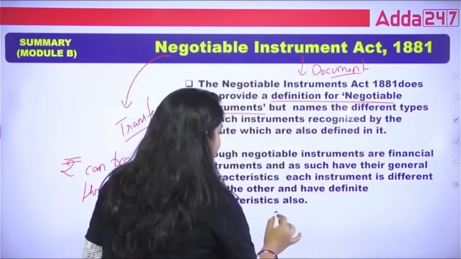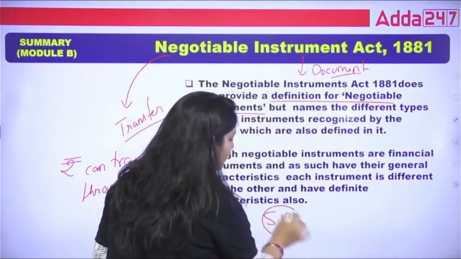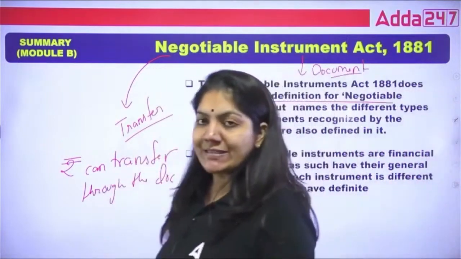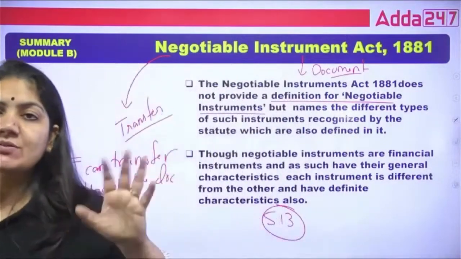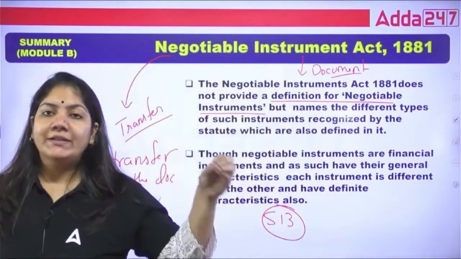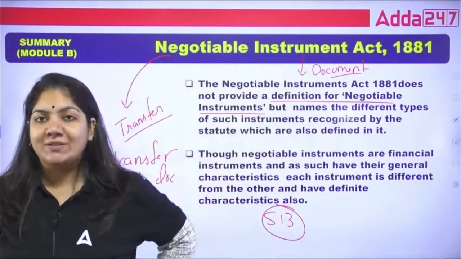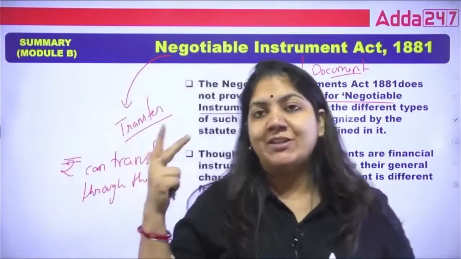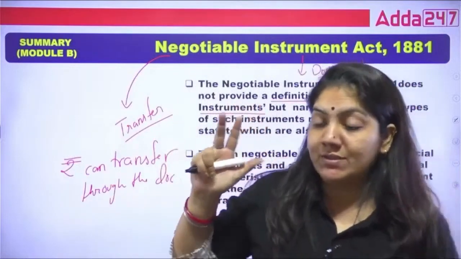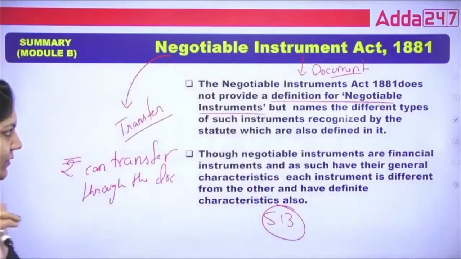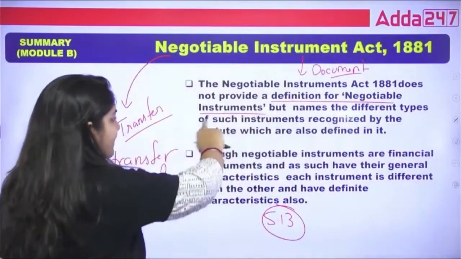See class, if you go through Section 13 of the Negotiable Instruments Act, the exact definition of negotiable is not given. Section 13 talks about what is included in the Negotiable Instruments Act: bill of exchange, promissory note and check. These three are the instruments included in the Act, okay? So this is very important.